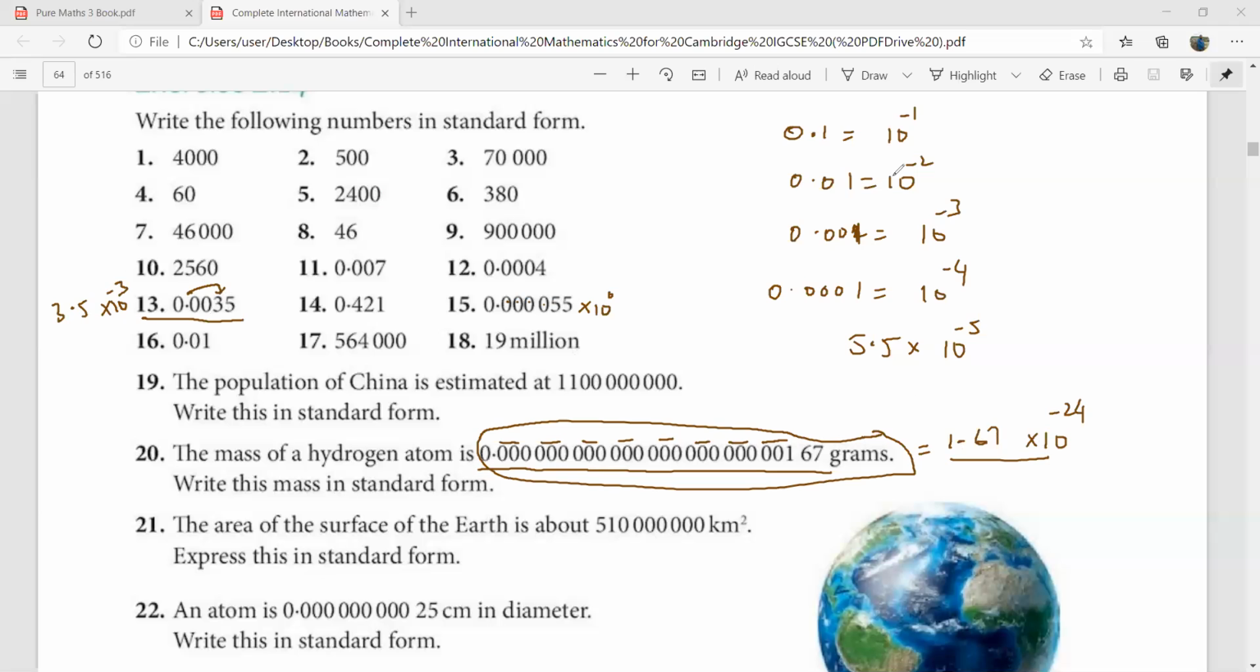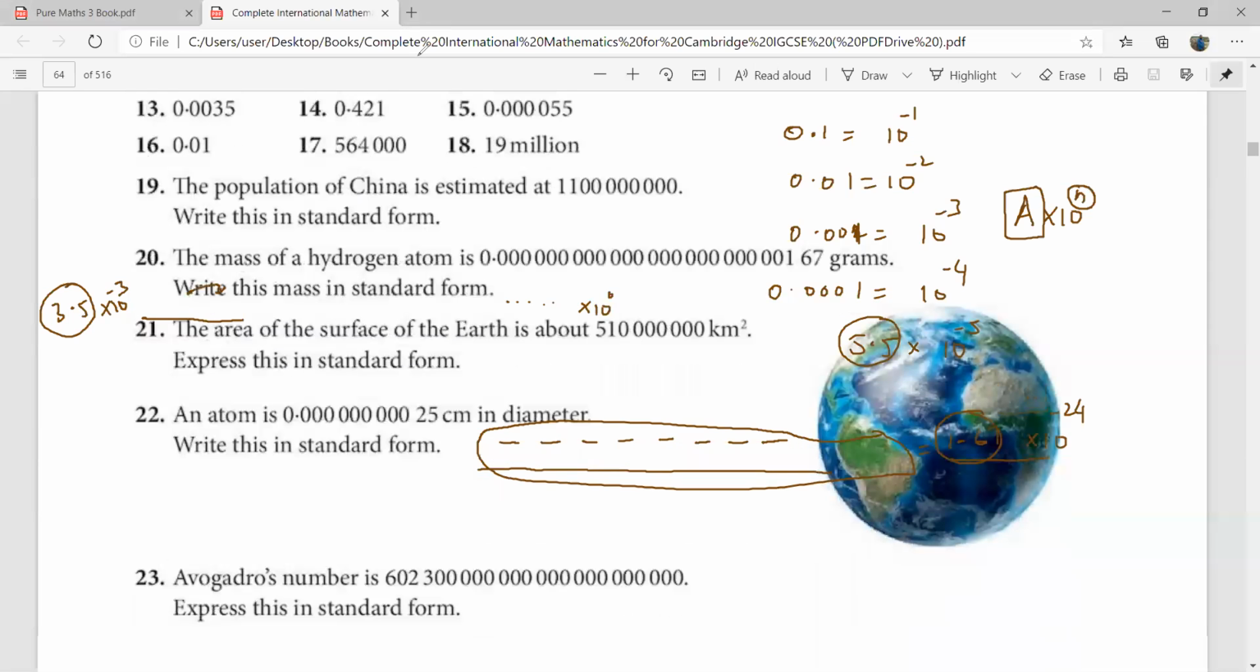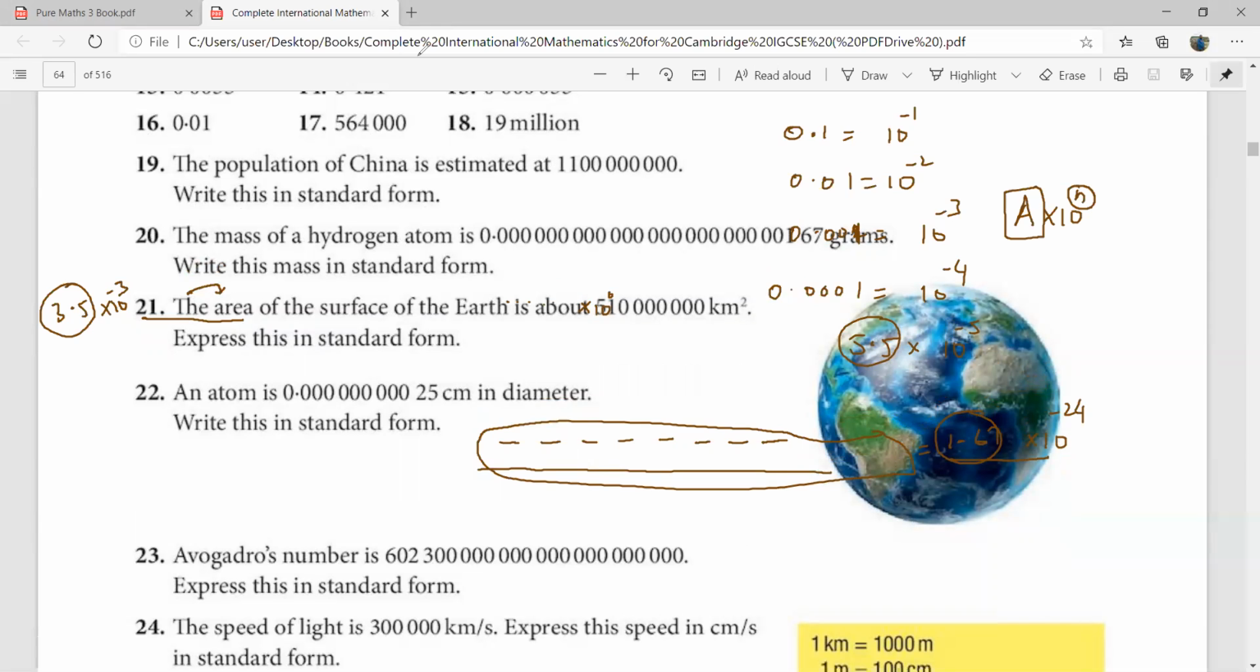Remember, whenever you have to write in standard form, you write your number in the form a into 10 raised to power n, where a has to be between 1 and 10. Look at this, it is between 1 and 10. And then this n can be a positive or a negative integer. Just while leaving this class, look at this 22nd. An atom is this many centimeters in diameter. You can write this in standard form. You see, this is 1, 2, 3, 3 nines, and this is 10th. This is 2.50 into 10 raised to power minus 10.